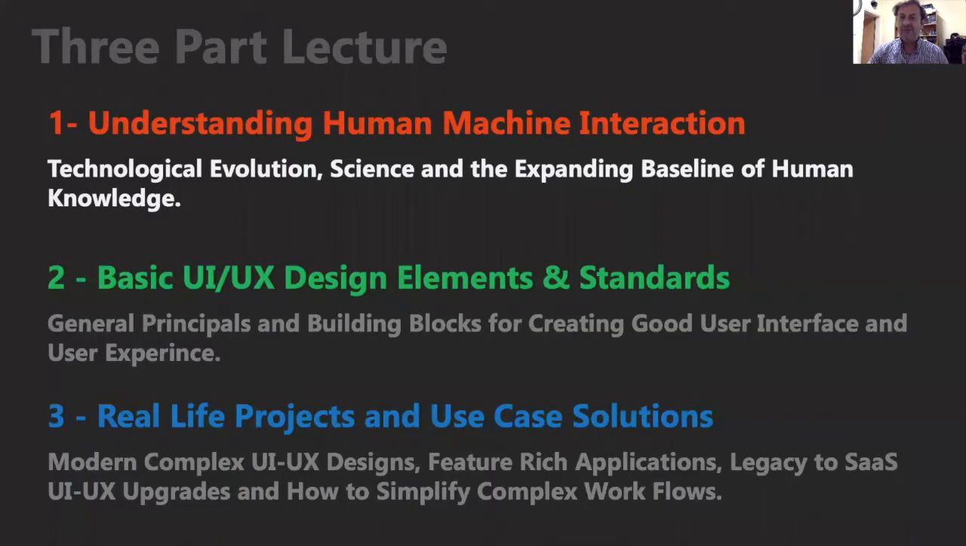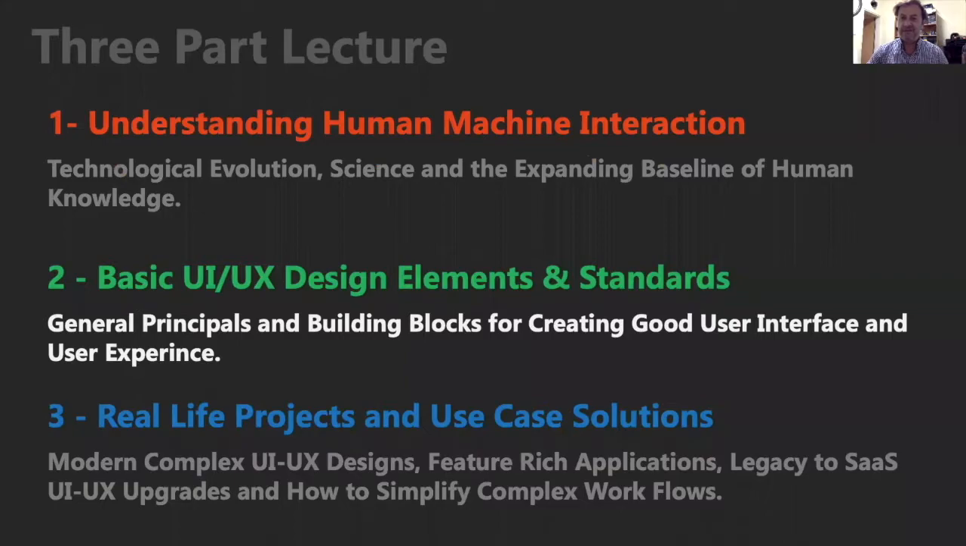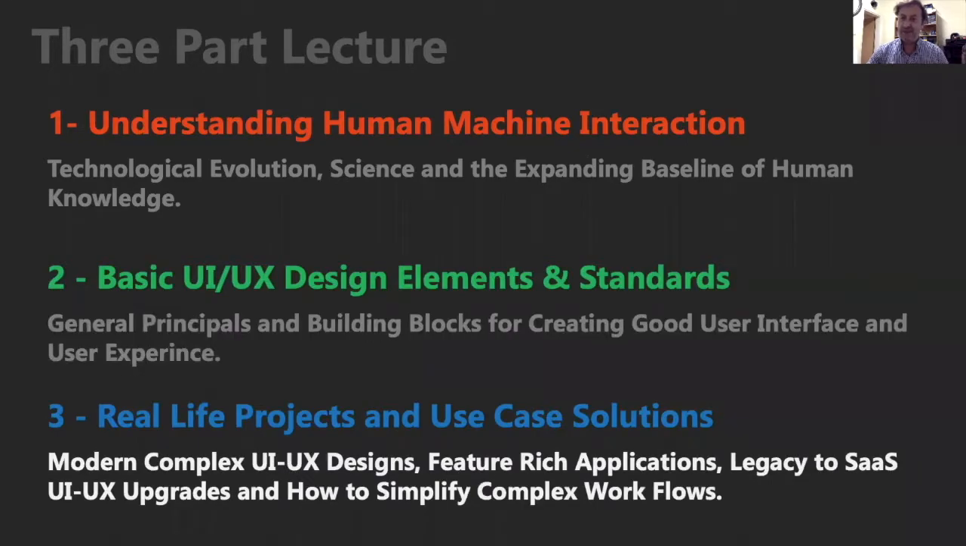The lecture will be divided into 3 sections. In the first section, I will explain the technological evolution of man and the human-machine interaction. In the second section, I will discuss the principles and building blocks of UI design and UI architecture. And in the third section, I will connect the dots by demonstrating some real software solutions.